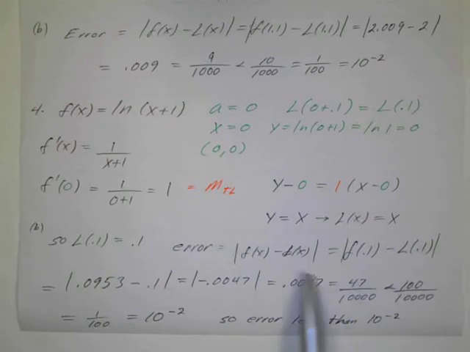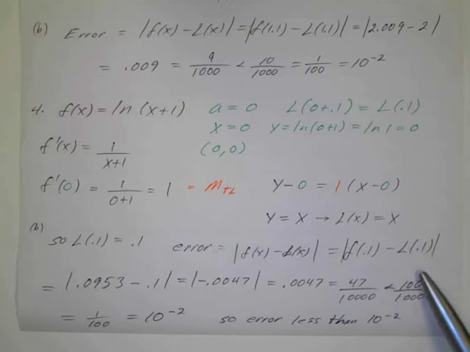And 47 over a 1 followed by 1, 2, 3, 4 zeros. But 47 is less than 100, so I'll write it as 100, so I can cancel out some more zeros, and I've got 1 over 100, or 10 to the negative 2. So the error, I would say, is less than 10 to the negative 2.